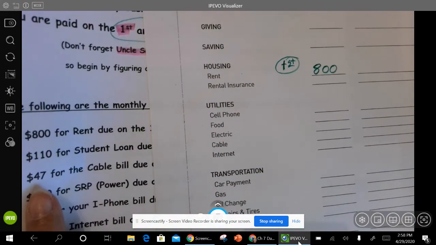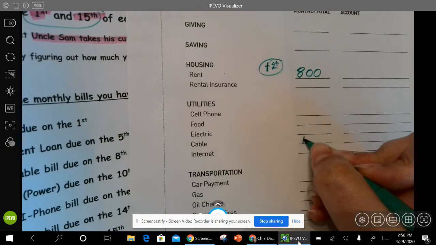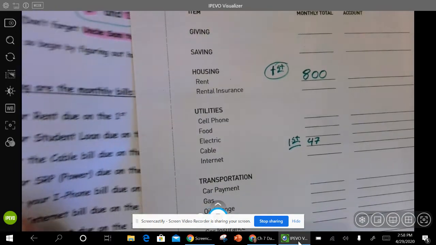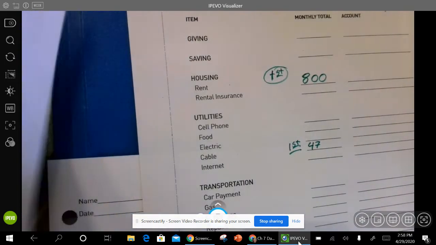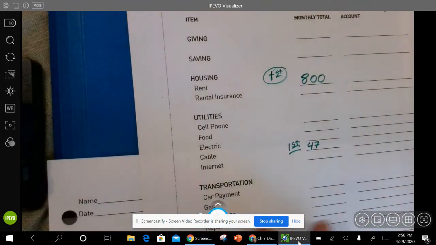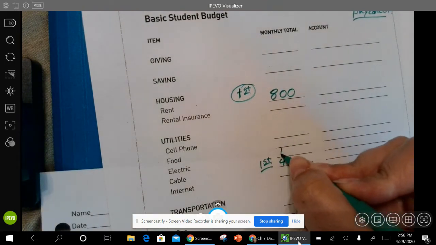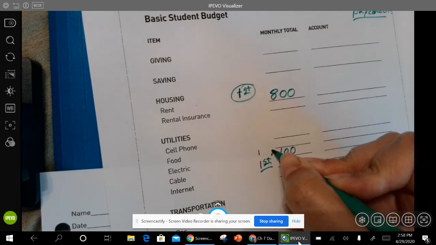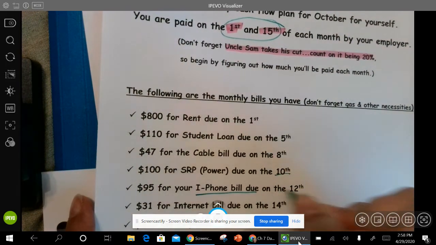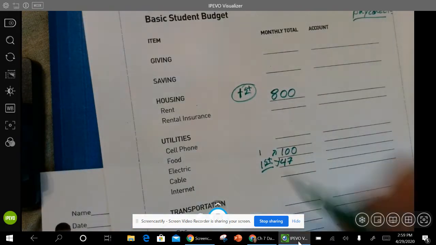Then $47 for the cable bill that's due on the 8th. This is again all on the first paycheck, everybody. $100 to SRP due on the 10th, so that goes under utilities. Both of these are coming out of the first paycheck. Then $95 for your iPhone bill is due on the 12th. So this is for the cell phone.